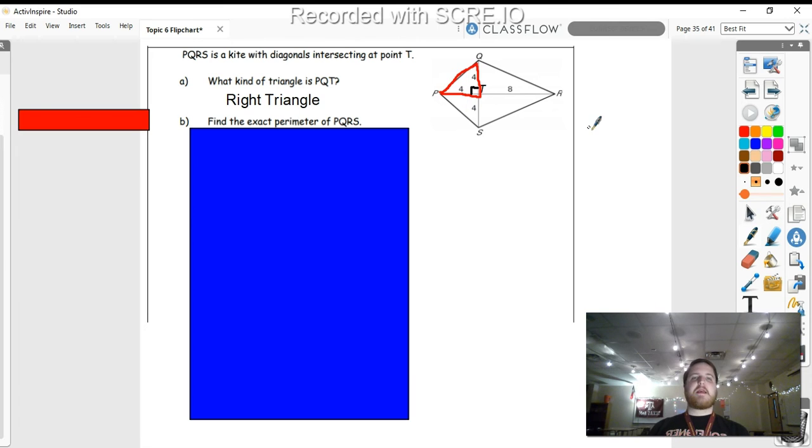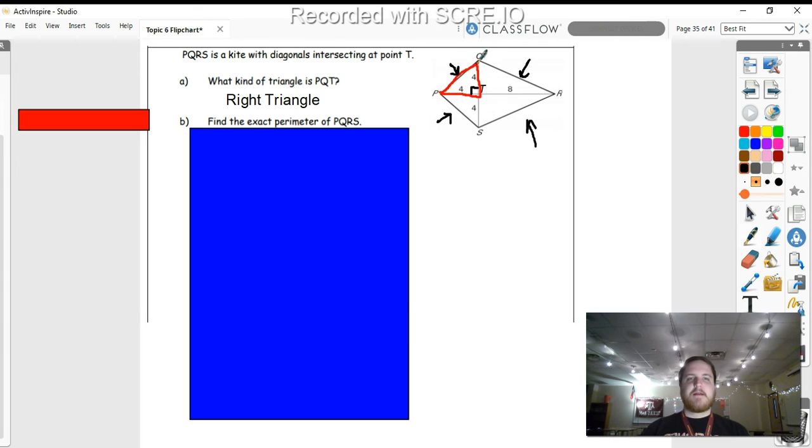Now, if we're dealing with right triangles and we're trying to, in this next question, find the perimeter of PQRS, then we need to know the length of this part right here, and we need to know the length of all of these sides on the outside. That's what we're looking for. We're looking for the length of everything on the sides right here. Now, finding the exact perimeter of PQRS, we're going to start by finding this one right here.